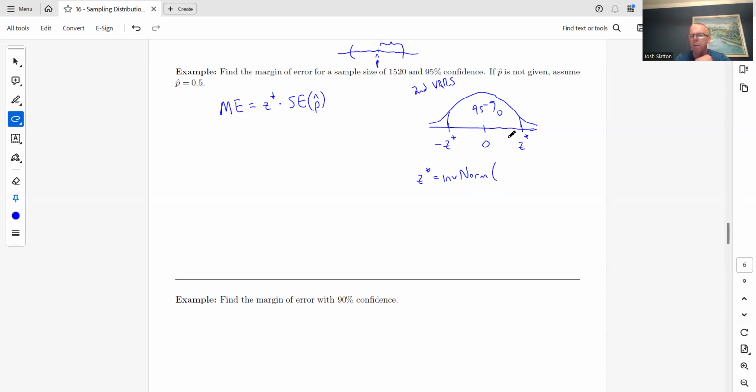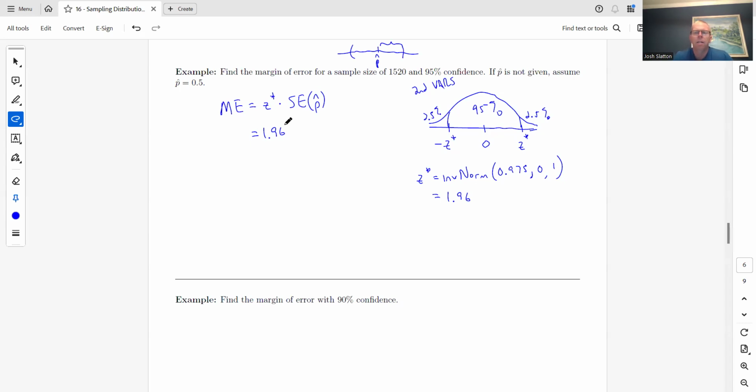So we have 95% from negative Z up to Z, but we also need to account for the tails. 95% is in the middle, which leaves 5% on the tails. So we'll have 2.5% over here and 2.5% over here. But 95% plus 2.5% gives us 0.975 for the area to the left. Then our mean is 0 and standard deviation is 1. When you do that, you get 1.96. So the Z star is 1.96. Whenever we're doing a 95% confidence interval, Z star is 1.96.